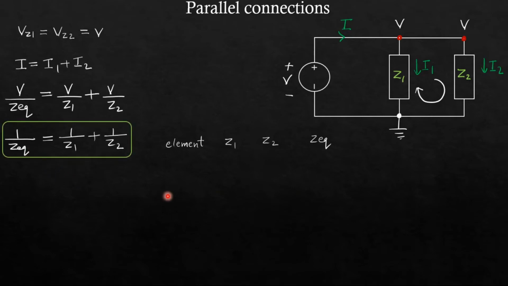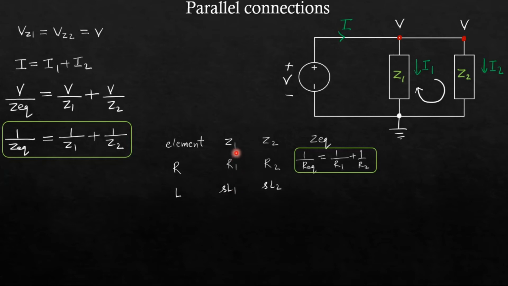Now in case of resistance, Z1 is equal to R1 and Z2 is equal to R2, okay? Then 1 by R equivalent is equal to 1 by R1 plus 1 by R2. What about inductor? In case of inductor, Z1 is equal to SL1 and Z2 is equal to SL2, because in the Laplace domain, okay? So 1 by SL equivalent is equal to 1 by SL1 plus 1 by SL2. From here we will get 1 by L equivalent is equal to 1 by L1 plus 1 by L2. Why? Because S will get cancelled from both the sides, okay?